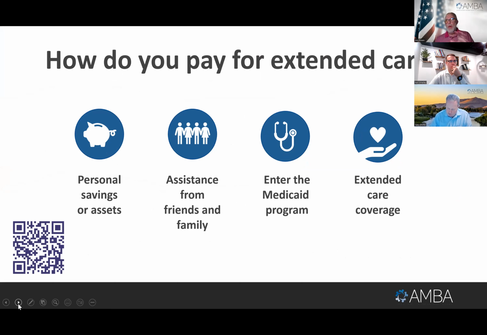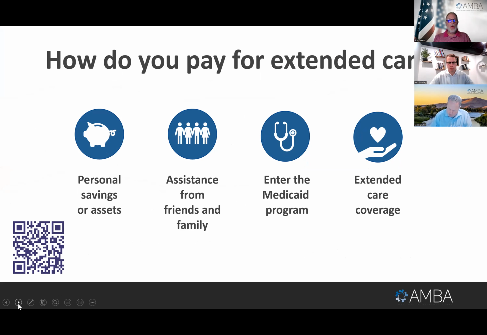Now we talk about how you pay for this. And unfortunately, as we mentioned before, 70% of us are going to experience a need of care sometime in our life once we reach age 65. Most people will pull assistance from family and friends, or they will have to use personal assets.